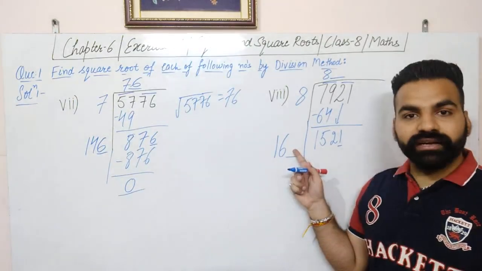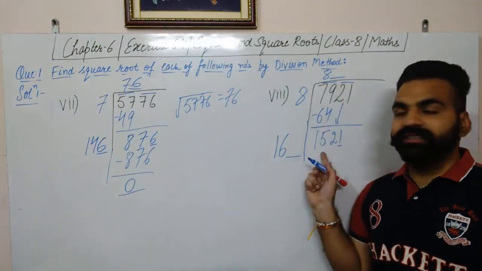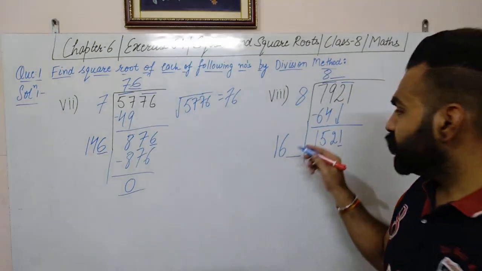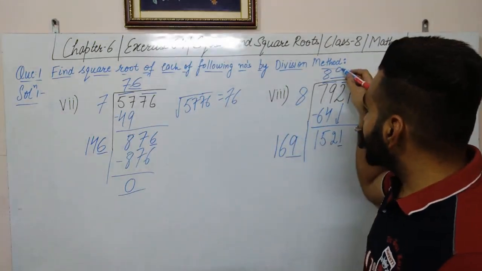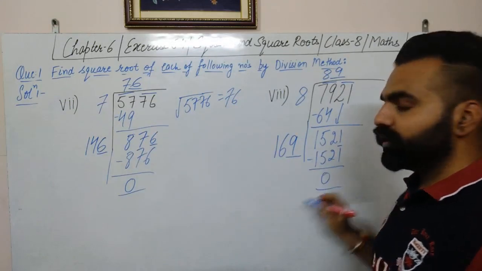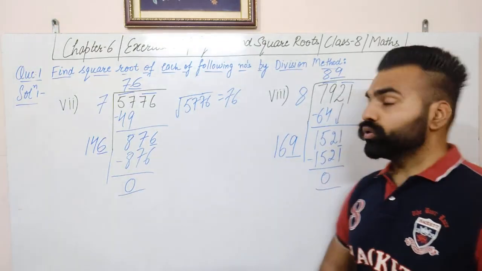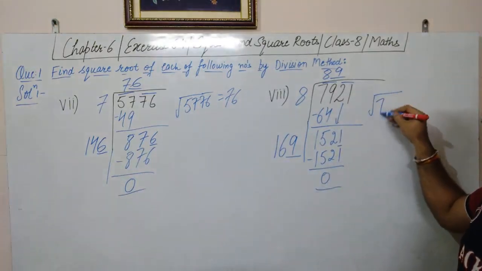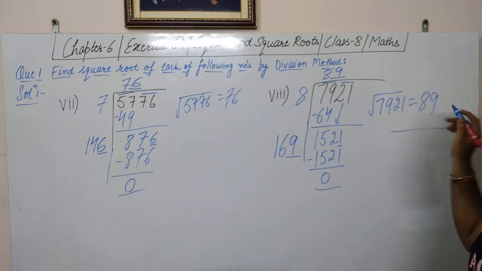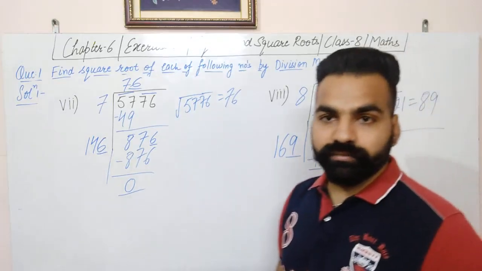So if we take 1 here, 161 into 1 is much less than 1521. So we have to check for 9. So 169 into 9 will be equal to 1521. The remainder is exactly 0. So the square root of 7921 is 89. So this is the division method.